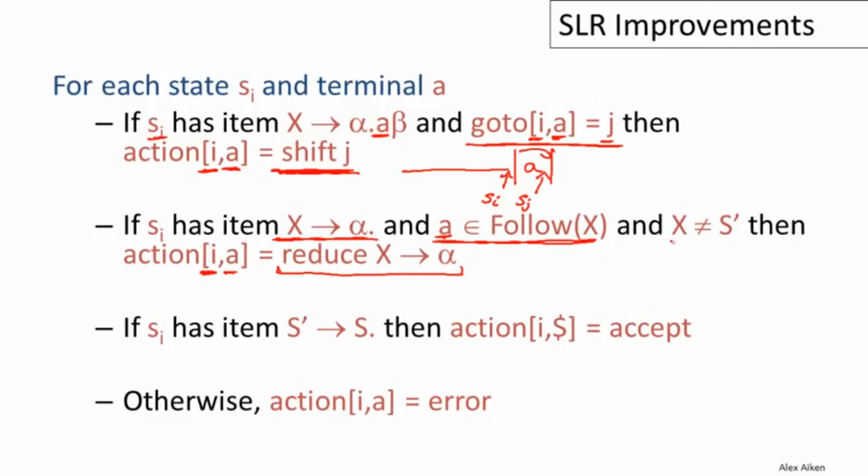And there's one exception here. We're not going to do that reduction if the left-hand side is the special start symbol, the new start symbol that we add to the grammar, S prime, because in that case, if the item that we're going to reduce by is S prime goes to S dot, and we're at the end of the input, then we want to accept. And any other situation is an error. So in any other situation, if we're in state I and the next input is A, well, we don't know whether to shift, reduce, or accept, and so that is an error state.